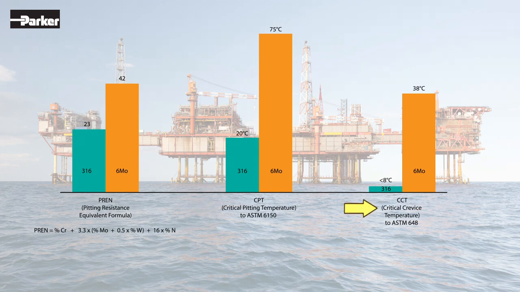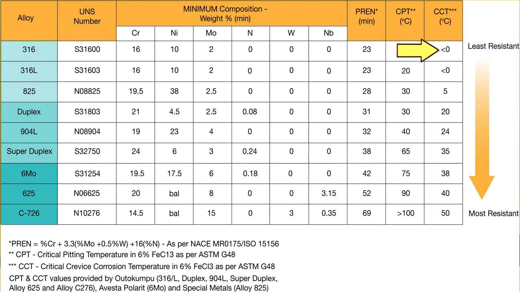The third indicator on this table is called the CCT, or critical crevice temperature. This is again another value that we calculate experimentally by following standardized procedures and tells us the minimum temperature at which a given alloy is likely to suffer from crevice corrosion. As we can see here, once more, 6MO is far superior to 316.